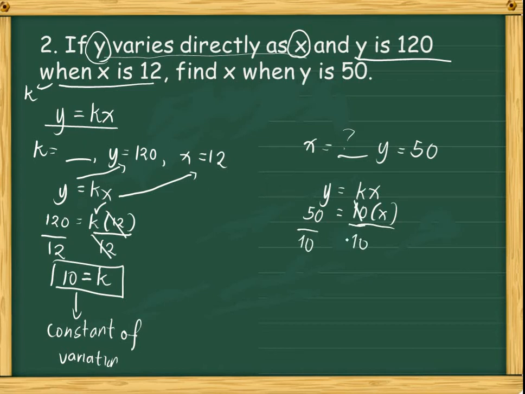So, 10x divided by 10 is x. 50 divided by 10 is 5. Therefore, when y is 50, x is 5. And take note, y is equals to 10x is the equation of variation.